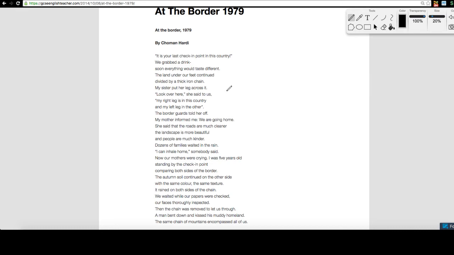These will all be in the description below, and these are all things you should take into account when writing your comment on the unseen poem in the exam.